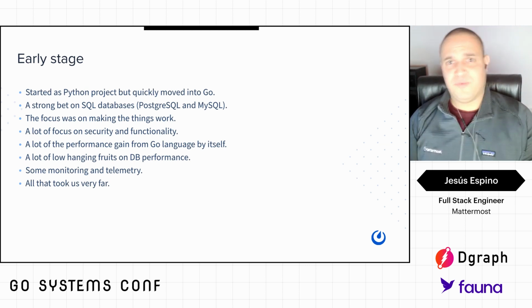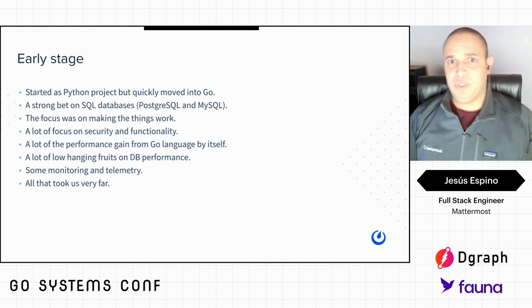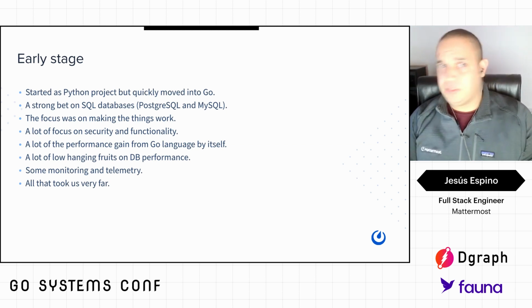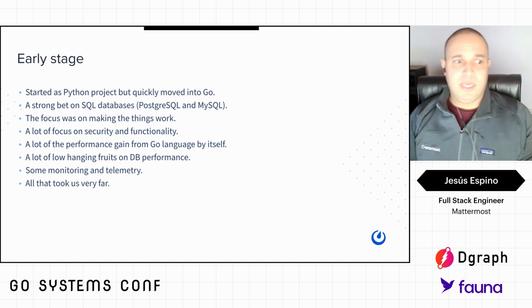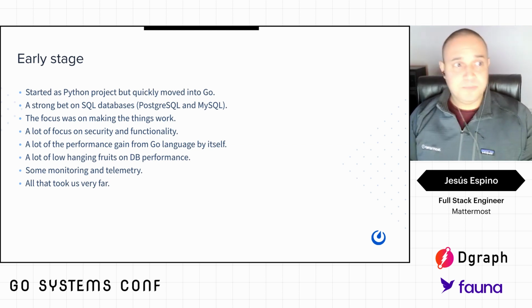We gained a lot of performance from the election of the language, using Go. There's a lot of performance gain compared to Python, and we started with the usual low-hanging fruits with databases, like creating an index here and there, tuning this query a bit, tuning this other query a bit, and we had some monitoring and telemetry since the beginning. And all that took us very far.